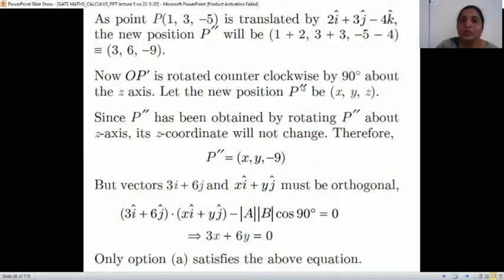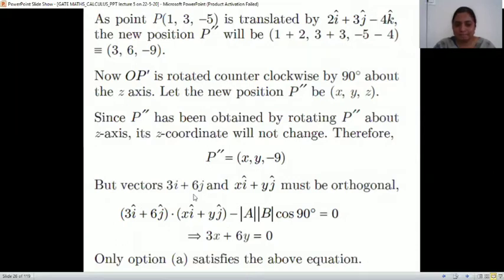So let the new position, P double dash, be the point (x, y, z). Since P double dash has been obtained by rotating P dash about the z axis, its z coordinate will not change. Therefore, for P double dash the x coordinate is x, y is y, and the z coordinate, minus 9, will remain as it is, right?